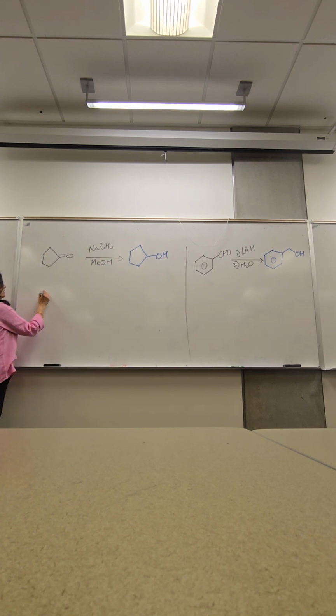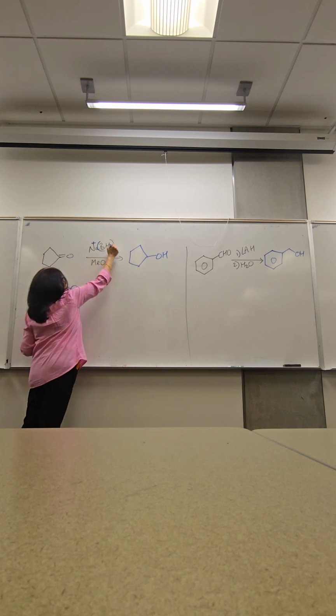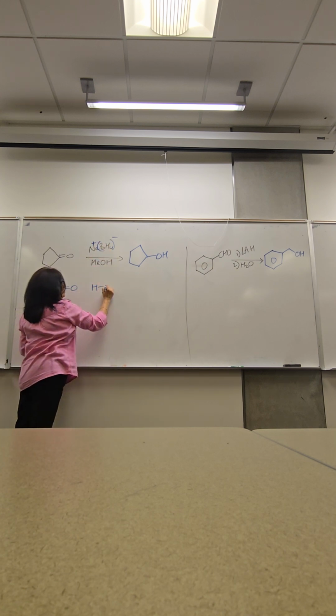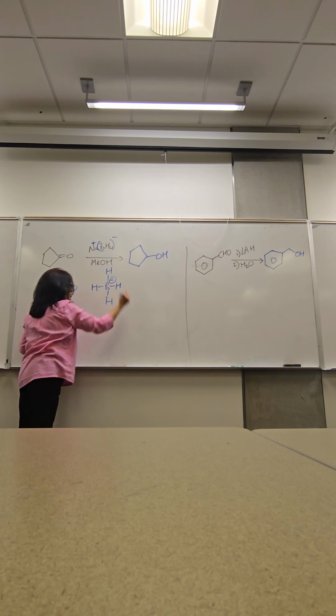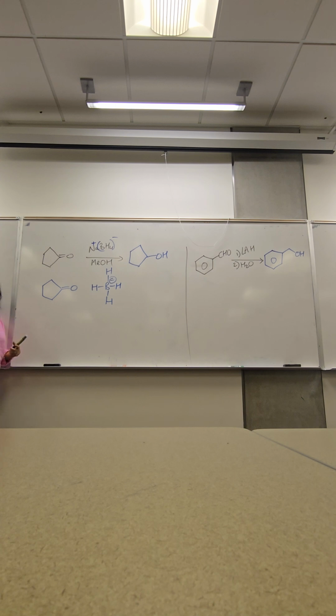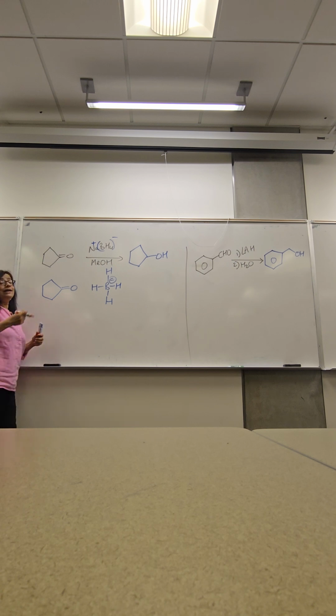Can someone tell me what's the first step? Hydride comes. From where? Hydride from the NaBH4. Which part of NaBH4 gives us the hydride? One of the H's. So not the sodium ion, that's just a counter ion. It's the borohydride, which is a source of a hydride anion. Isn't that right? It's electron rich. It wants to get back to its neutral state. And the only way it can do so is by donating a hydride.